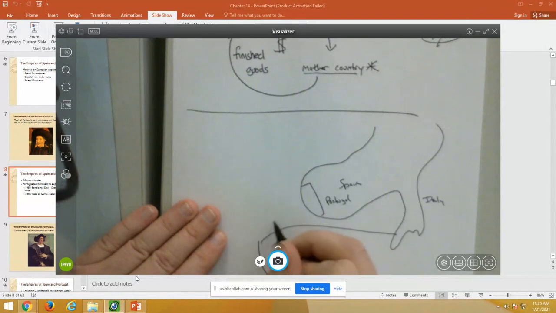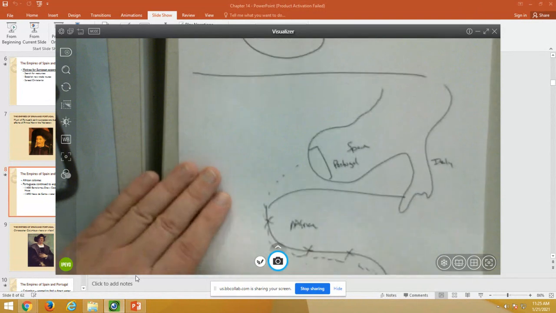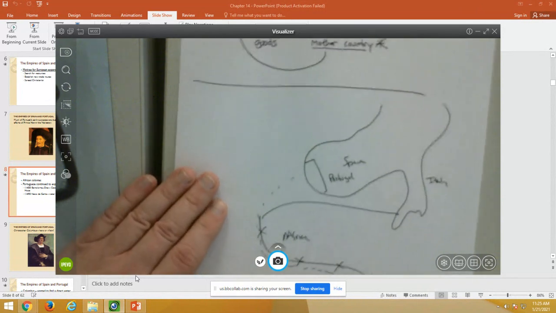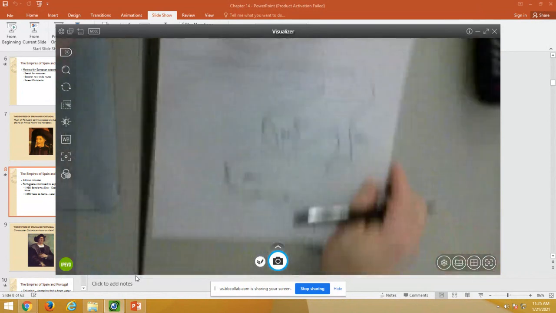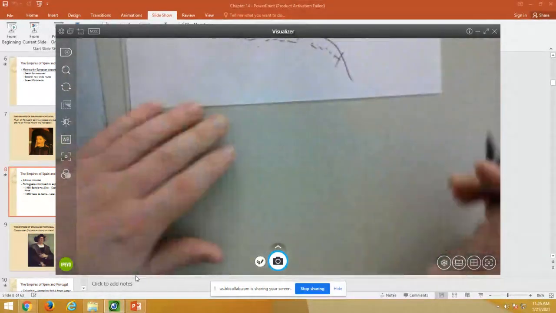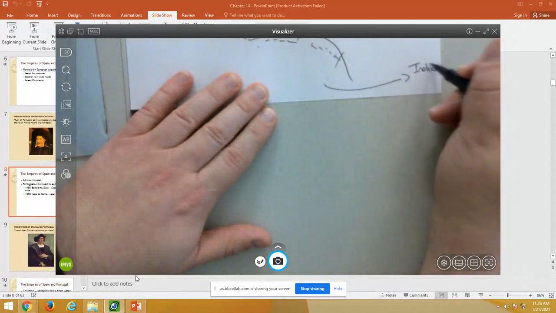And so Portugal begins working their way down the coast of Africa, and they establish a colony. And the next year they go a little bit further and establish a new colony. A little bit further and they establish a new colony, and so forth and so on, all the way down the coast of Africa. And so they are establishing all these colonies, hoping to get around Africa and get to India. That's the goal.